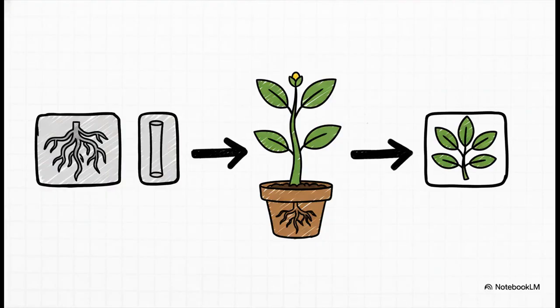Okay, let's do a quick mini summary checkpoint here. So, what have we covered? We have three basic organs: roots, stems, and leaves. These organs are organized into two interconnected systems, the root system and the shoot system. And every single part has to work together in harmony for the whole plant to live.